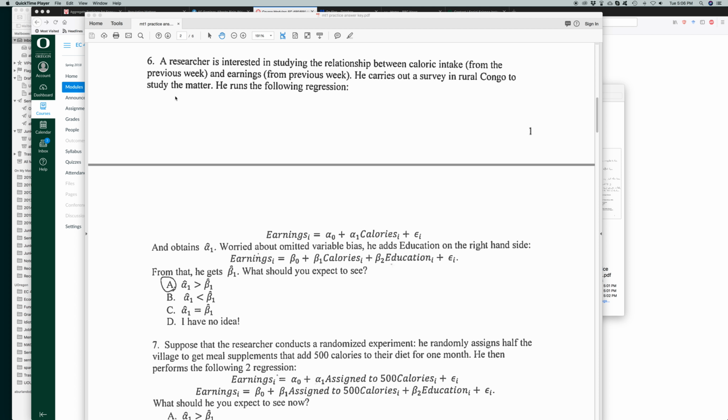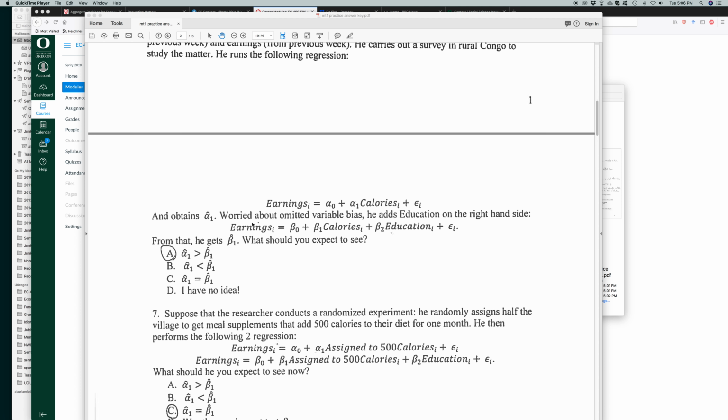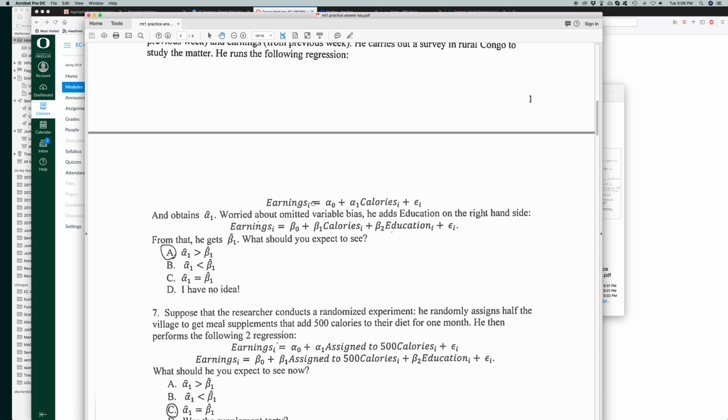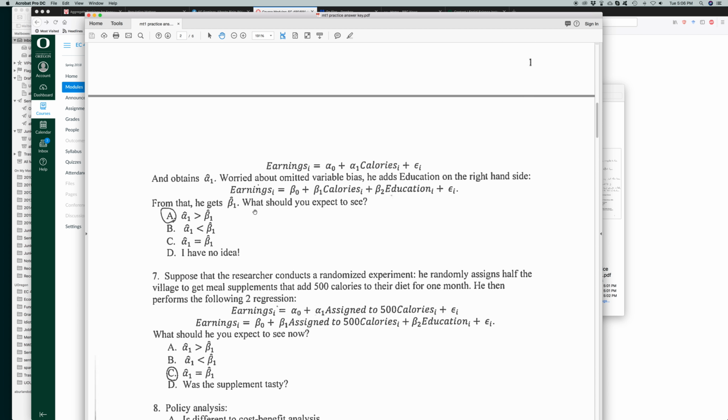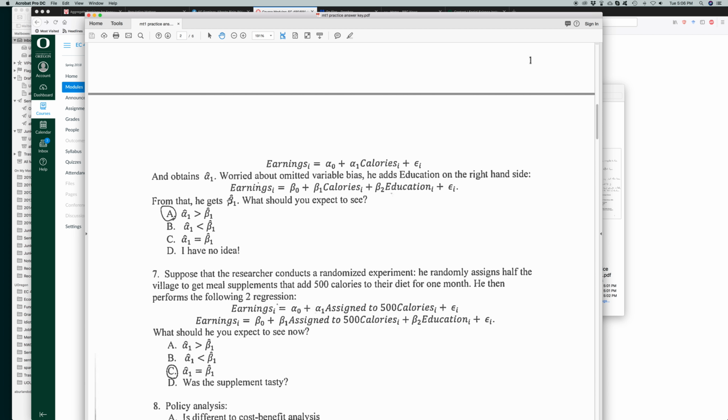Question 6 says, a researcher is interested in studying the relationship between calorie intake and earnings. He runs a regression, earnings as a function of calories. Now, he wants to estimate alpha 1, let's call that alpha 1 hat. Because he's worried about omitted variable bias, he adds education on the right-hand side. So the regression he runs then is earnings on calories, education, and a constant. Now the question is, how does this beta hat 1 relate to alpha 1?